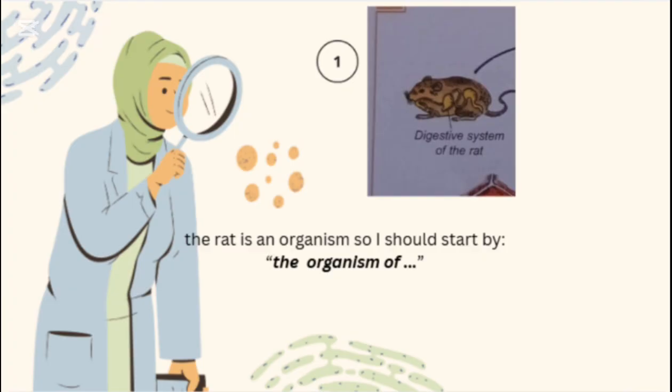In science, we don't just call it an animal, we call it an organism. So, our first sentence always starts the same way. The organism of the, followed by the name. In this case, the organism of the rat. So, when writing, I should start the sentence with, the organism of the rat.